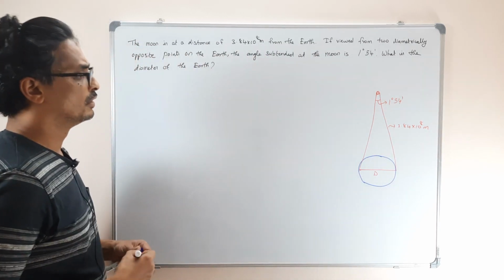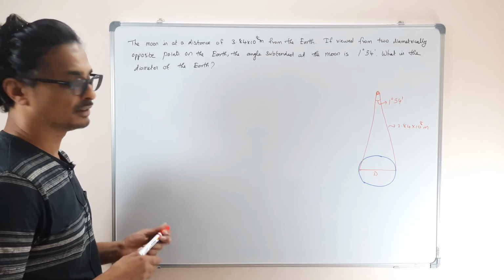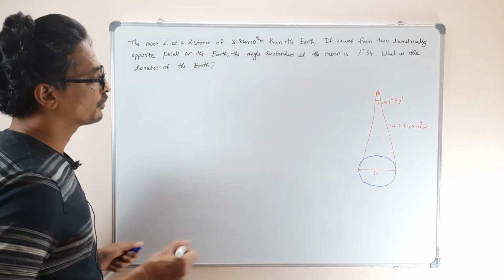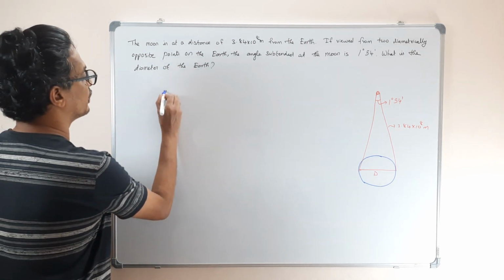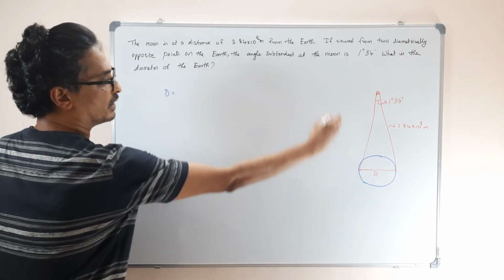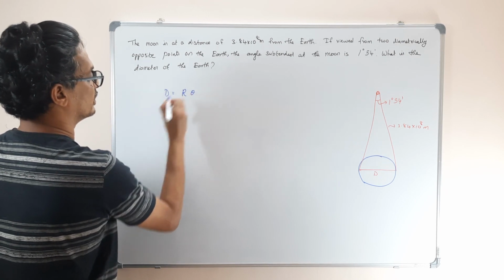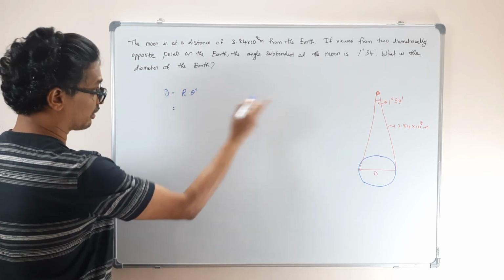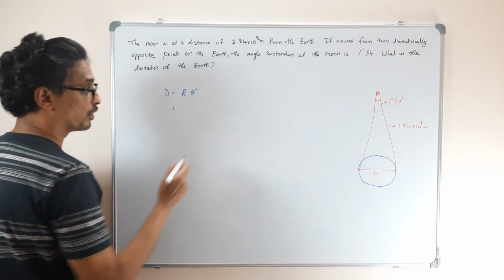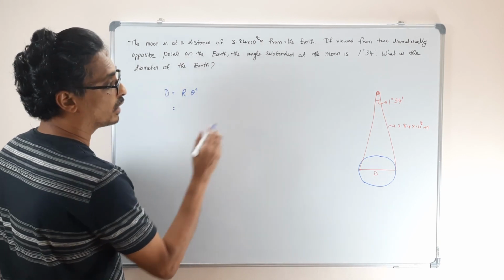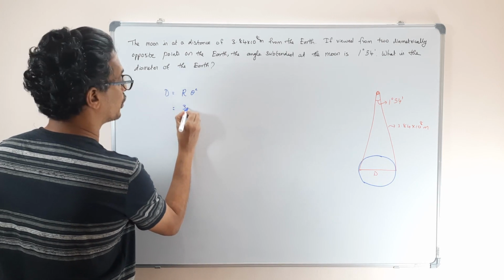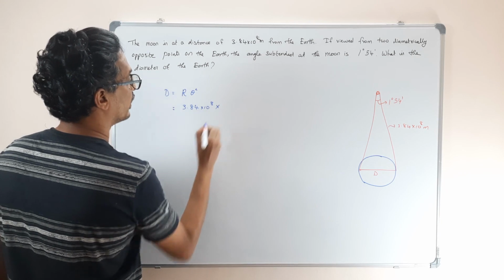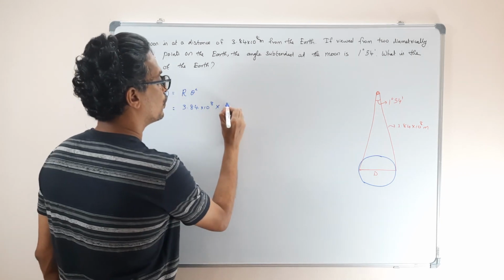Is it tough? It's very simple, na? The same formula, right? So what is the formula? D is equal to R theta. Remember, theta is in radian, but they are not given in radian. Remember that. So we have to convert it into radian. R is given: 3.84 × 10^8.